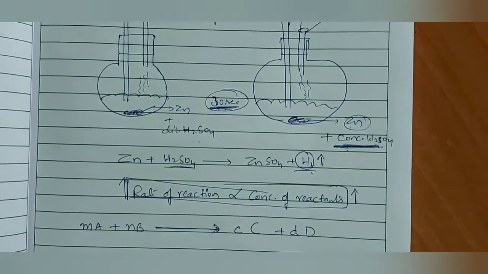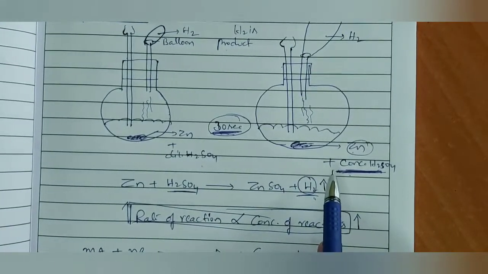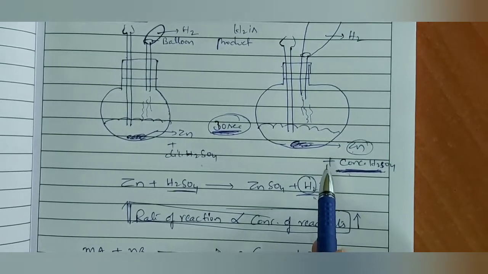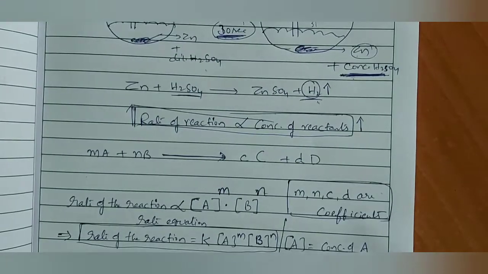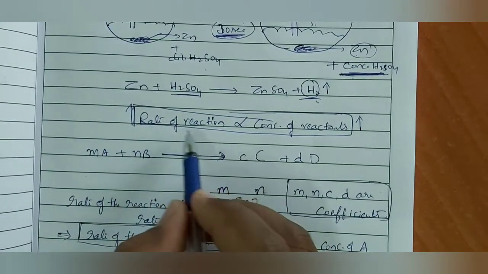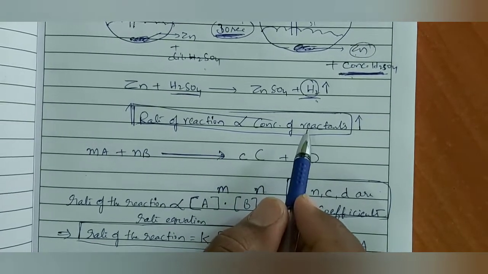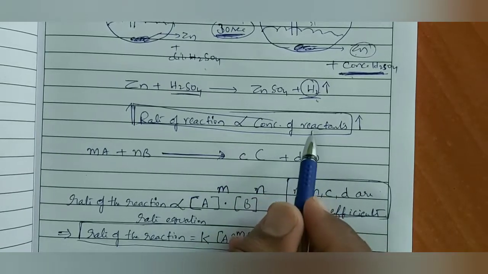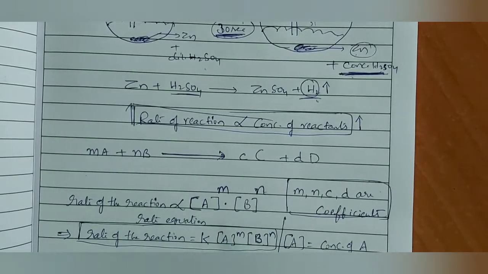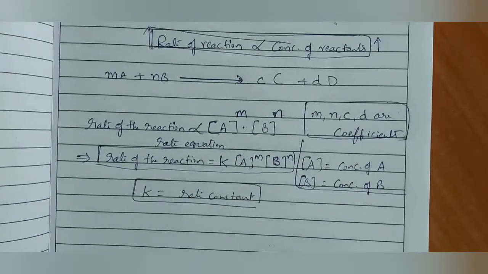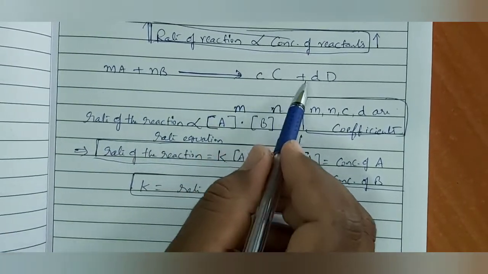Under that, I have taken two vessels, with zinc and dilute H2SO4 and zinc and concentrated H2SO4. We observed in which condition more hydrogen is liberated. According to that, we wrote one conclusion: the rate of reaction is directly proportional to the concentration of reactants. When the concentration of reactants increases, the rate of the reaction also increases. Like that we have seen, and depending on that I am going to write the rate equation for the forward reaction. For generalization, mA plus nB gives rise to cC plus dD.